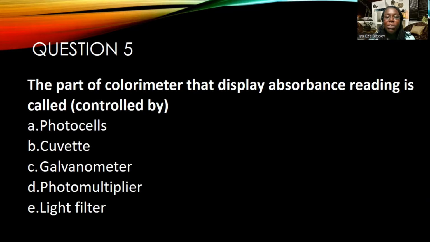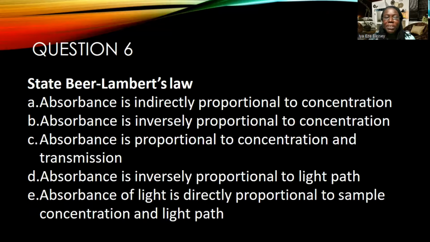The part of the colorimeter that displays absorbance reading is called: photocell, cuvette, galvanometer, photomultiplier, light filter. Which one will you choose? We will go with galvanometer. That is the part of the colorimeter that displays absorbance reading.